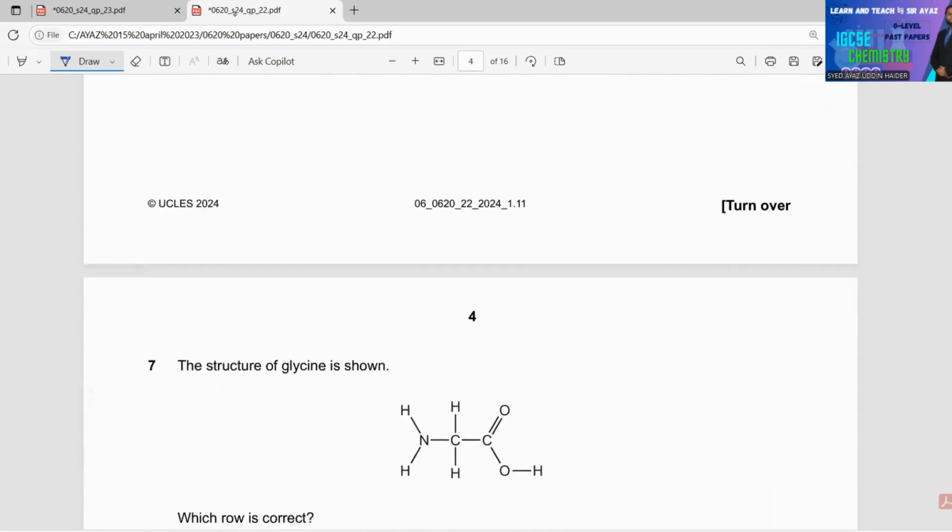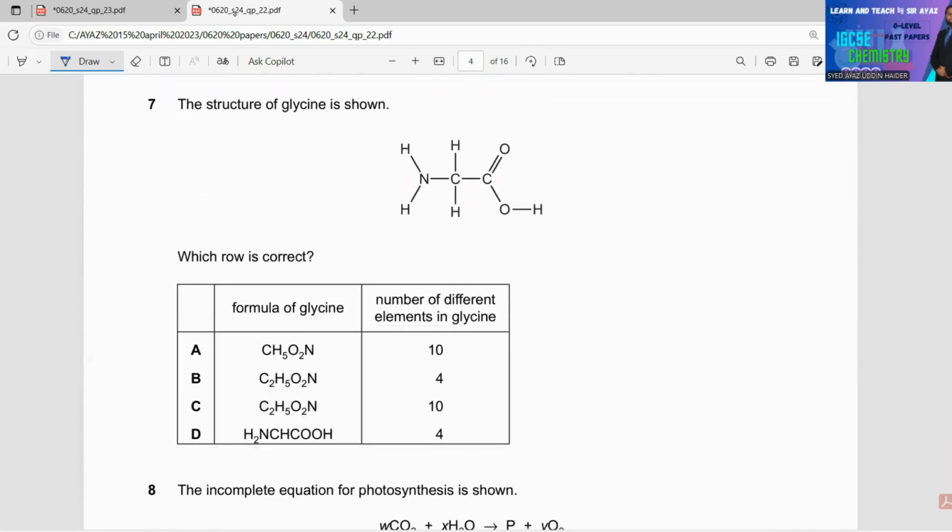Moving to the next MCQ, which is number 7. The structure of glycine is shown. Which row is correct? The formula of glycine and the number of different elements in glycine. Now let's count the different elements in glycine. We have nitrogen, carbon, oxygen, hydrogen. So there are 4 different elements in glycine. So either B is correct or D is correct. Both A and C are incorrect.